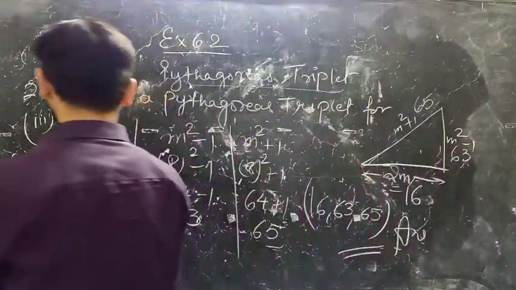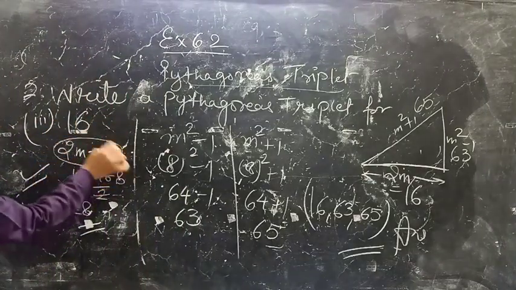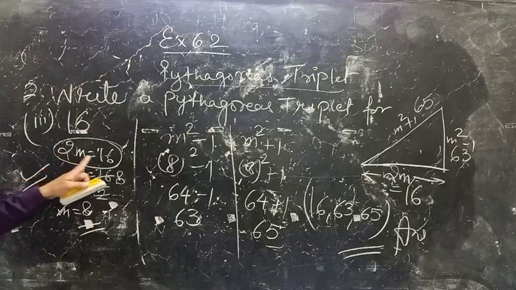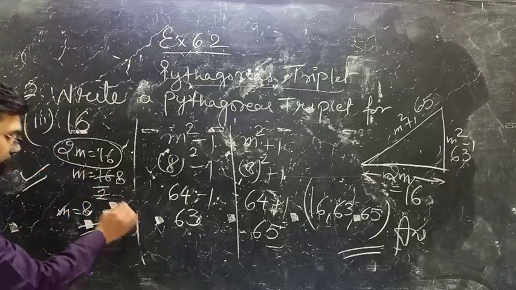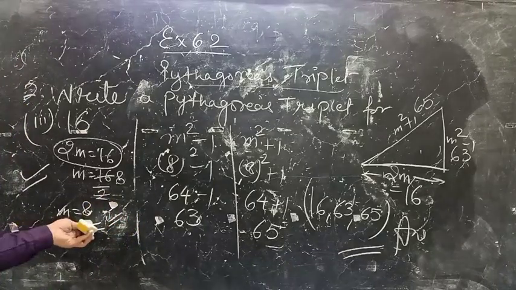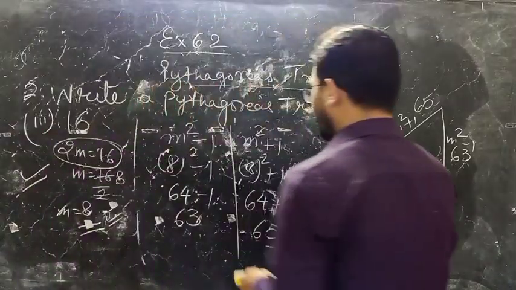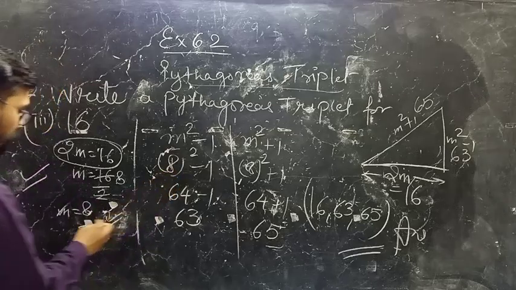So 16, okay. How do you calculate it? 2m is equal to 16, right? m is equal to 16 by 2, so m is equal to 8. Now I have m equal to 8, so I can calculate m square minus 1 and m square plus 1, right? In place of m I put 8.